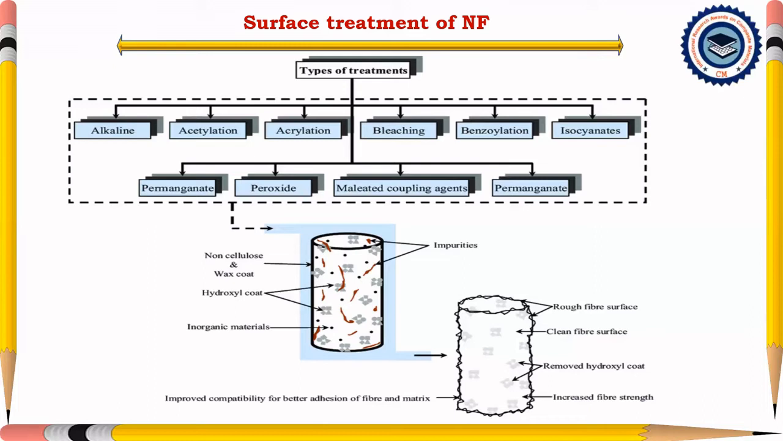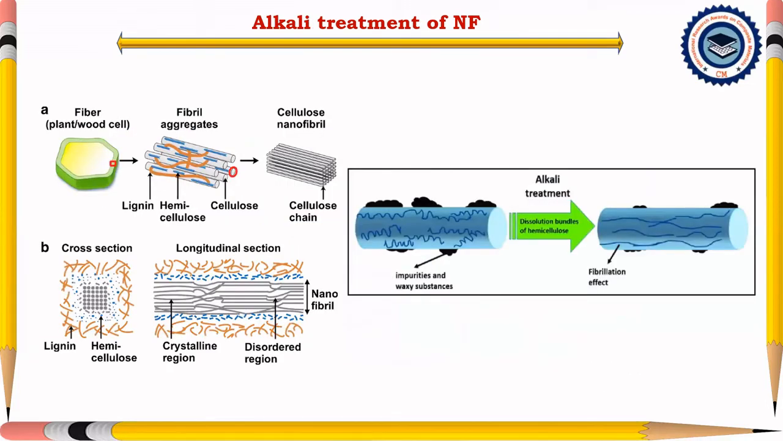Okay, so what is the importance of these surface treatments? Actually, see the left hand side first figure. Normally natural fiber contains non-cellulose and wax coating, some impurities, at the same time hydroxyl coatings and inorganic materials are already inside the natural fibers. So if we go for any one treatment, automatically it will remove the unnecessary impurities from the fiber. Okay, so next, see this diagram, it will explain all those things.